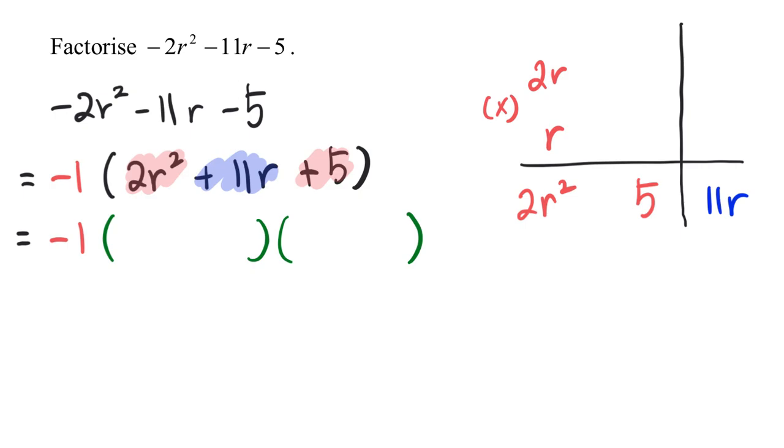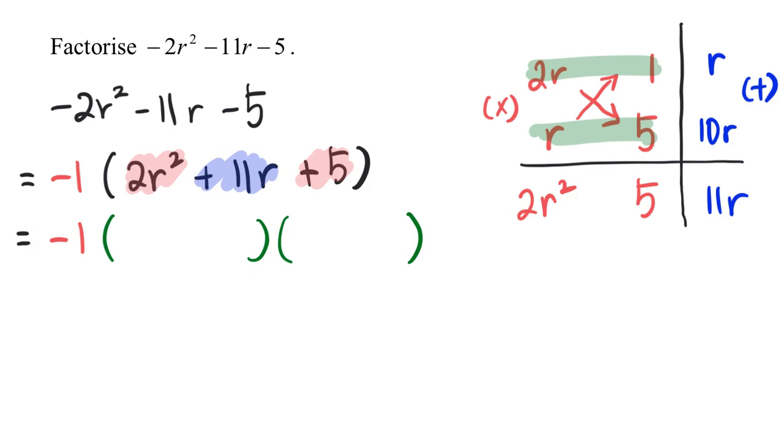Now is where to put. And knowing that I must get 11r, this is how I will position it, because then I will get my r and 10r. And when I add them up, they do give me back my 11r. And therefore, I will be able to get my answer. 2r, positive 1, positive r, positive 5.